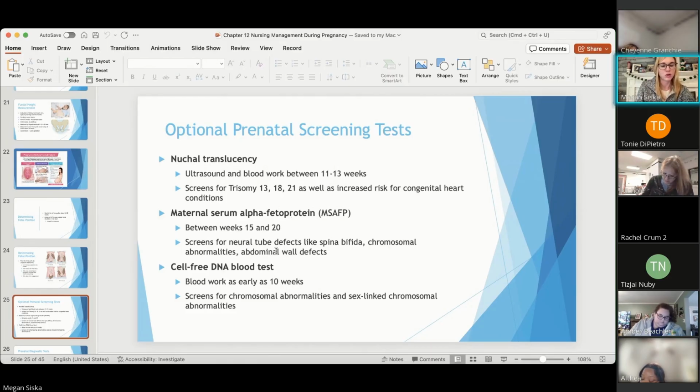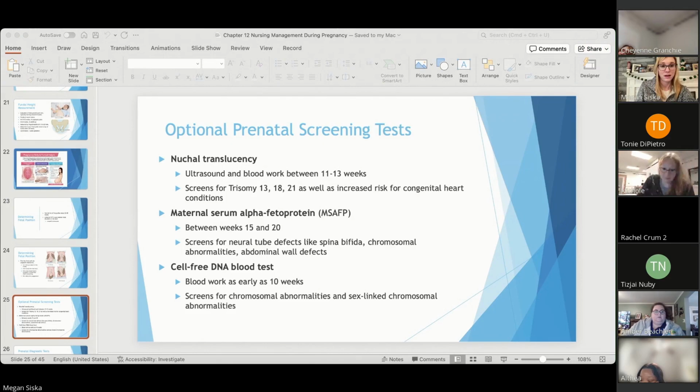So remember, neural tube defects are things like spina bifida, which we know we can help prevent about 70% of neural tube defects by taking what? Folate? Good. Yeah, folate, folic acid. Good job. Making sure you're listening.